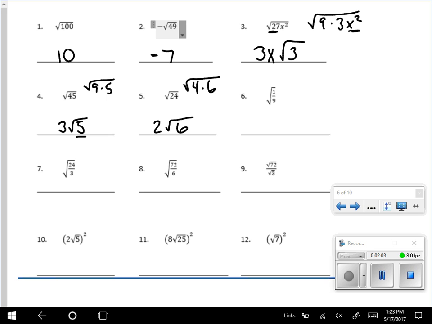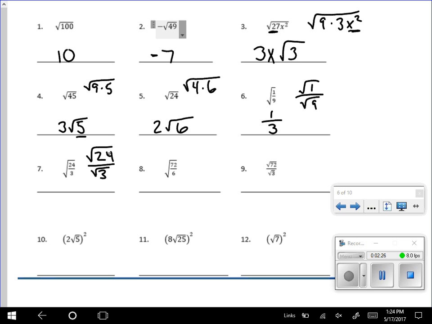6, we have to break those apart. So we want the square root of 1 over the square root of 9. Square root of 1 is 1. Square root of 9 is 3. So 1/3 would be our answer. Same thing here, break these apart. All right, so now we have the square root of 3 in the denominator. You can't have those square roots in the denominator.